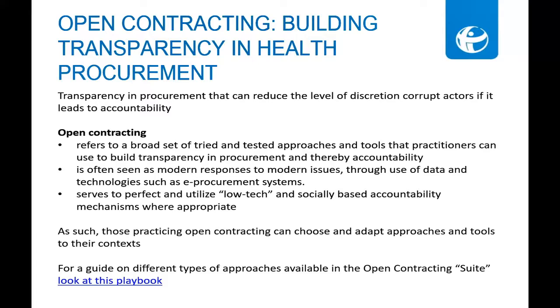I refer to it as a suite of approaches because not all will be appropriate to all contexts, and instead anti-corruption implementers must use their expert knowledge to choose the right approaches for the right contexts. Open contracting includes both modern approaches, such as big data, e-procurement, red flagging and analytics, as well as more traditional approaches, such as physical contract monitoring, community scoring and discussion. At the bottom of the slide is a link for an overview of all the different approaches available.